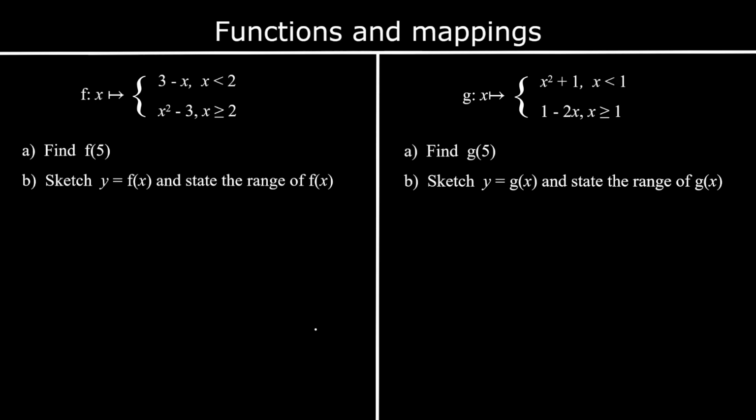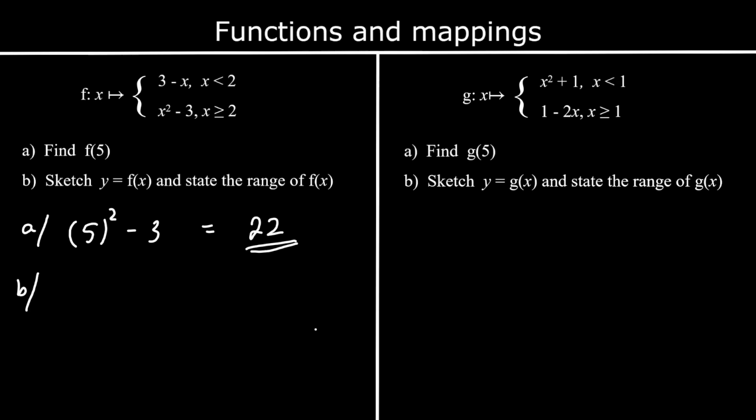when there's different inputs. So depending on the input, we either use the top one for x is less than 2, or the bottom one for x is bigger than or equal to 2. Find f of 5. So if we're putting in 5, we're using the bottom one. So it's 5 squared, take away 3, 25, take away 3 is 22. Sketch f of x and state the range.